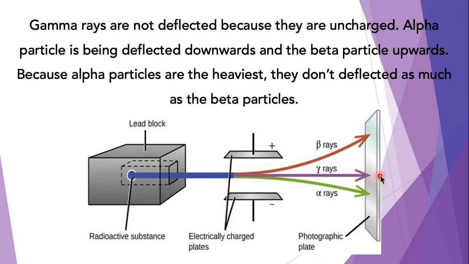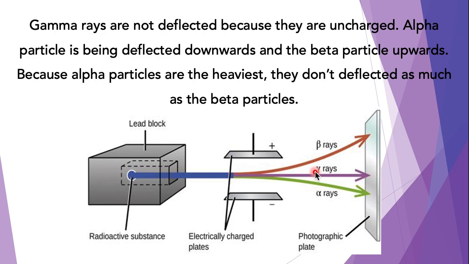So here we see the rays being deflected. You may get questions related to these in your exams, so you have to remember which ray goes up and which ray goes down, and which ray goes up more or down more. For example, if the negatively charged plate goes upwards and the positively charged plate goes downwards, the gamma rays would still be in a straight line. The gamma rays are always in a straight line, remember, because they are not being deflected. But the beta particles would be here and the alpha particles would go upwards. But still, the beta particles would deflect more than the alpha particles. So that is how we can tell which particles are which.